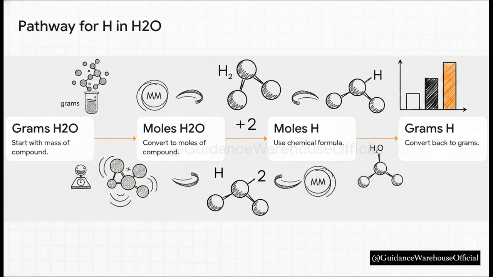Convert the grams of water into moles of water using molar mass. Then use the chemical formula, H2O, to see that 1 mole of water contains 2 moles of hydrogen. Finally, convert those moles of hydrogen back into grams of hydrogen. It's a beautiful, logical pathway that reveals the hidden structure of the entire compound.